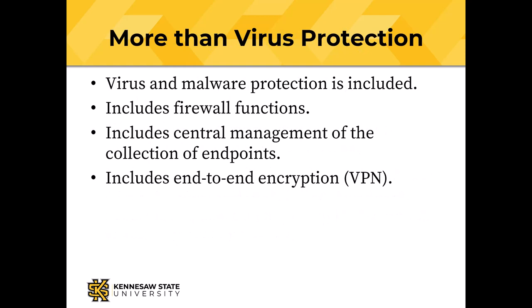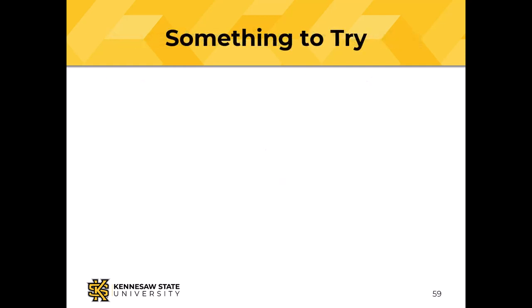Endpoints include the point of sale terminals in Walmart, smartwatches, teller machines, medical devices, anything that has to connect to the corporate network. So endpoint protection should include virus protection. It should include central management of the endpoints. Now, that's kind of hard when employees are doing bring your own device, but there are some ways to at least compromise. And it must include end-to-end encryption with a VPN.